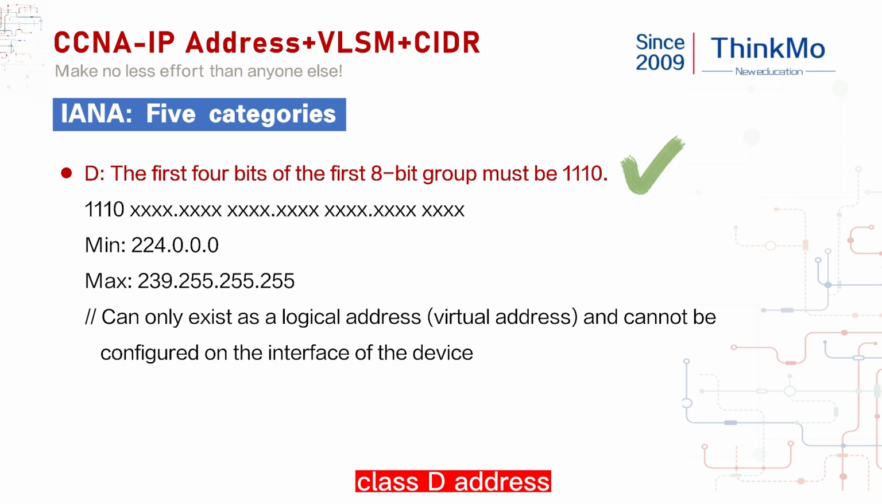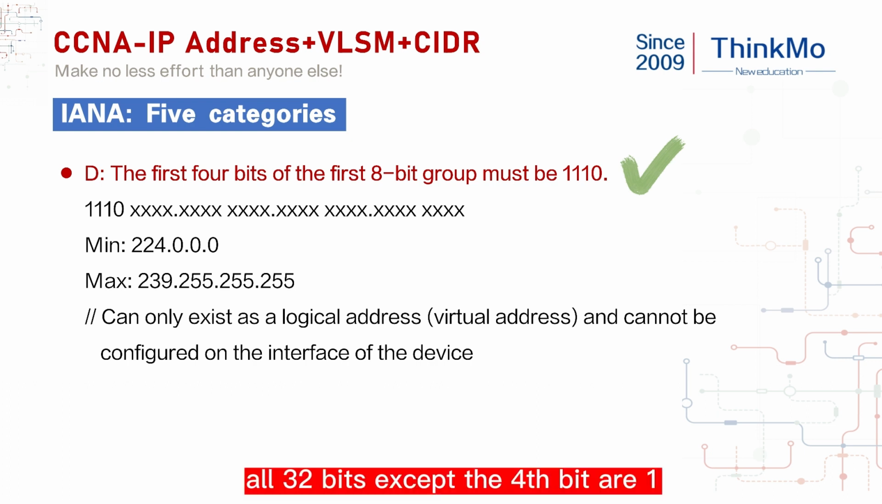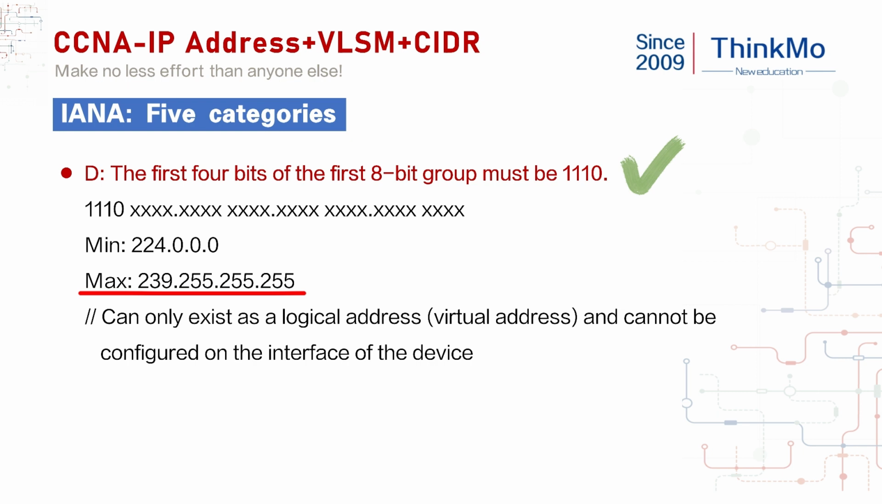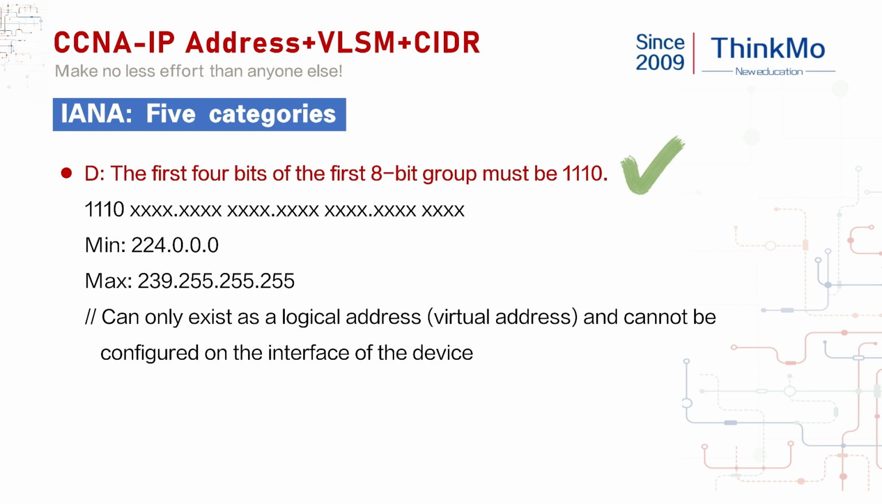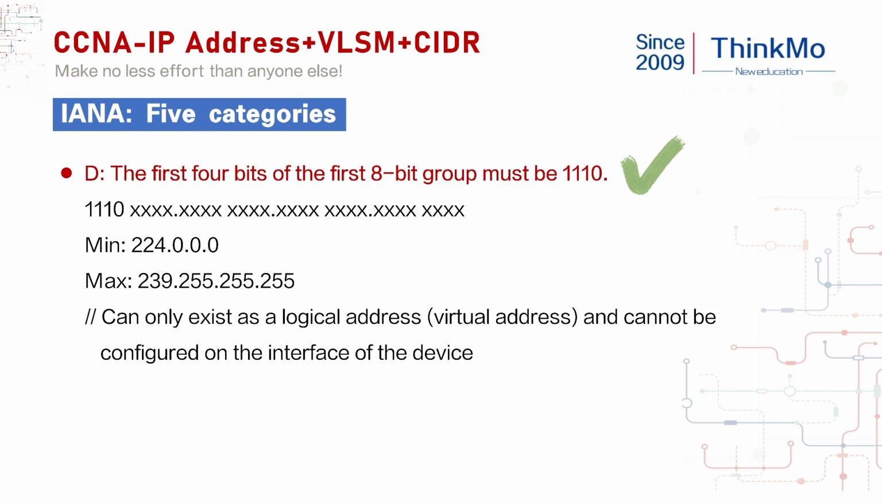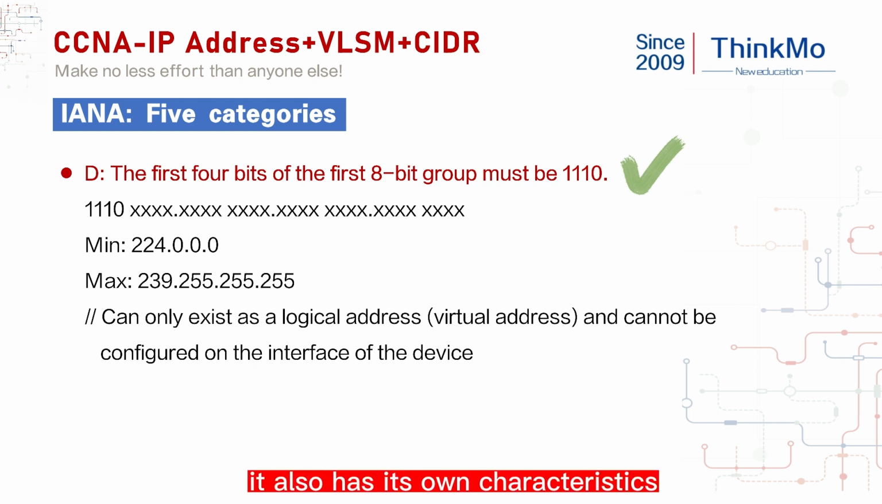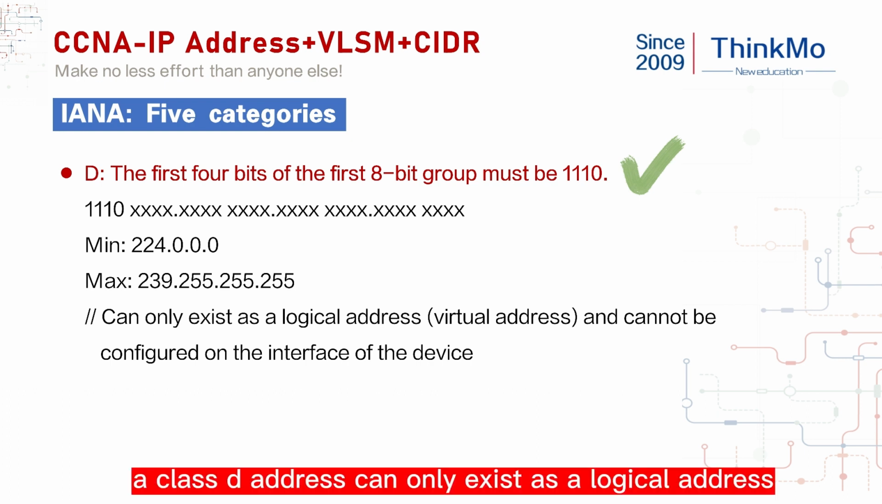Class D address. It looks the same as the others in format. It specifies that the first 4 bits of the first octet must be 1110. So it doesn't actually change much in the format. Its smallest representation is 224. The biggest is with all bits set to 1 except the 4th bit, which is 239. This is the range of Class D addresses. But only when you learn IE will you access the real multicast service and come into contact with Class D addresses. A Class D address also has its own characteristics. It has a very clear stipulation: a Class D address can only exist as a logical address.